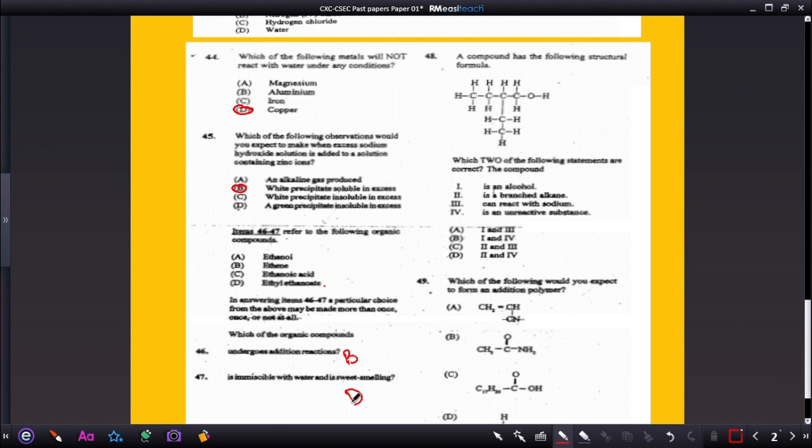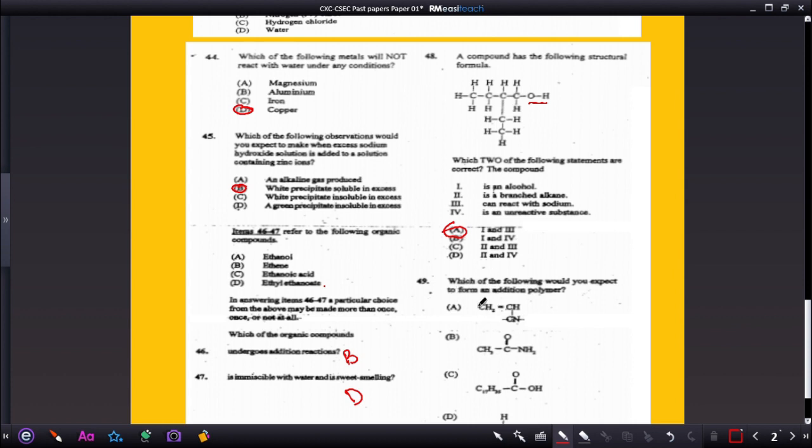48, a compound has the following structural formula, given there. Which two of the following statements are correct? The compound is an alcohol, as we can see the OH group present right there, so it's an alcohol. It is a branched chain alkane, it's not an alkane. It can react with sodium, yes, it reacts with sodium to form the ethoxide. Is an unreactive substance. So the answer is 1 and 3, which is A. The name of this compound is 1, 2, 3, 4. So it's 2-ethyl butanol.